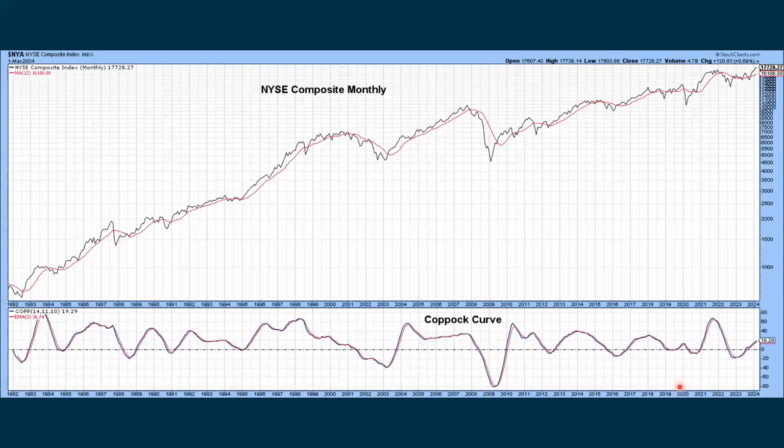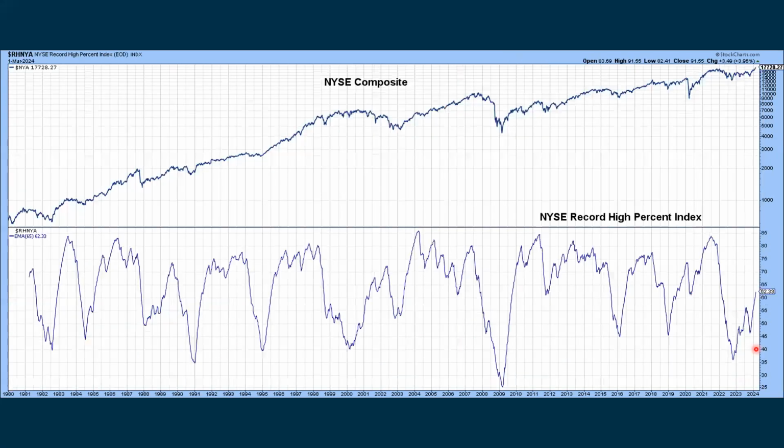And then some long-term measurements. This is a monthly chart of the NYSE composite, and we're above the moving average and going up. So longer term, the uptrend is still intact. We can measure that with another momentum oscillator, the Coppock curve, and that is also in an uptrend. Then we look at a daily chart, and this is continuing to go up with the record high percent index. So we're looking good longer term on the monthly chart. We're looking positive on the daily chart.